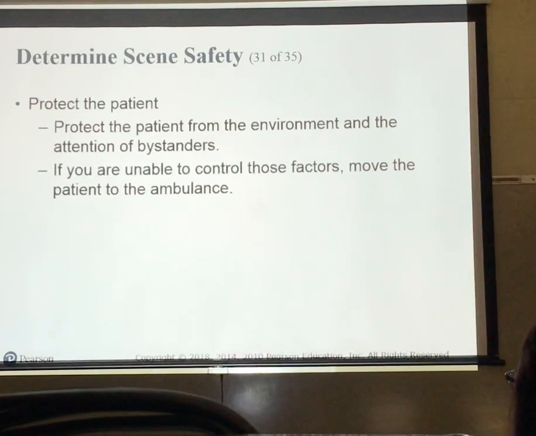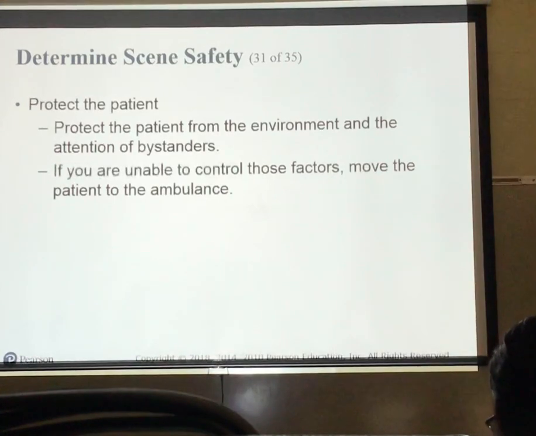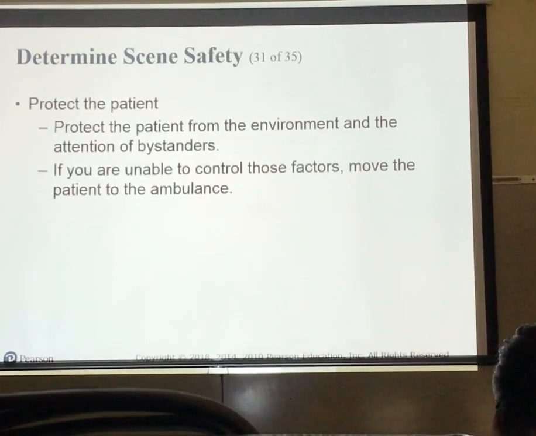Alright, emergencies can also expose a patient to the curiosity of the public, a situation that some may find highly stressful. You must have a keen awareness of how such factors affect the patient and be prepared to do what's necessary to change them to ensure the patient's safety and comfort. If you are unable to control the scene to make it safer for the patient, move the patient quickly to a safer environment such as the back of an ambulance.